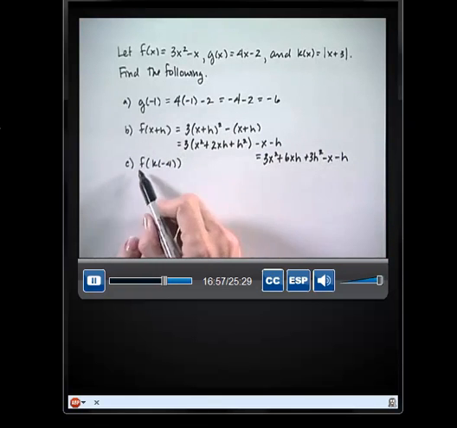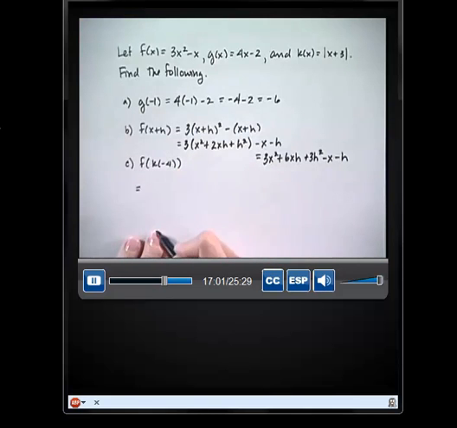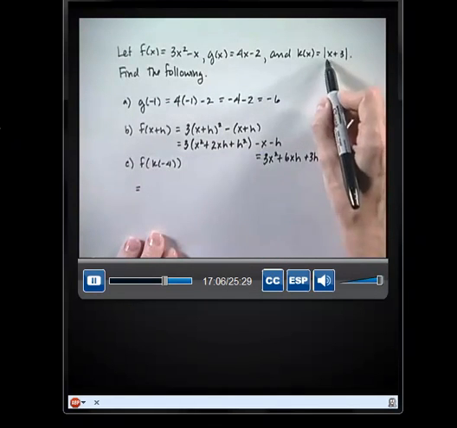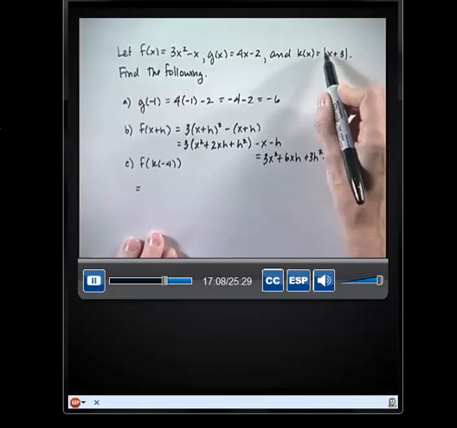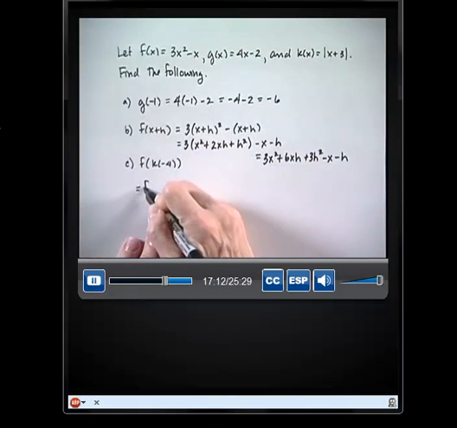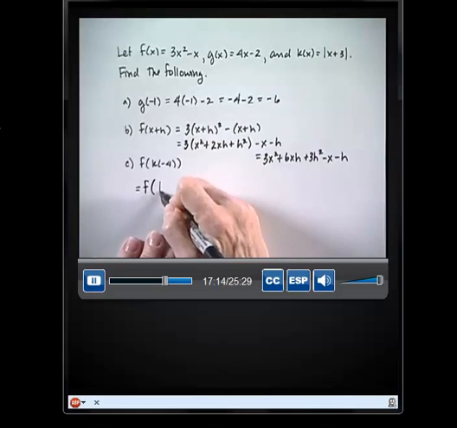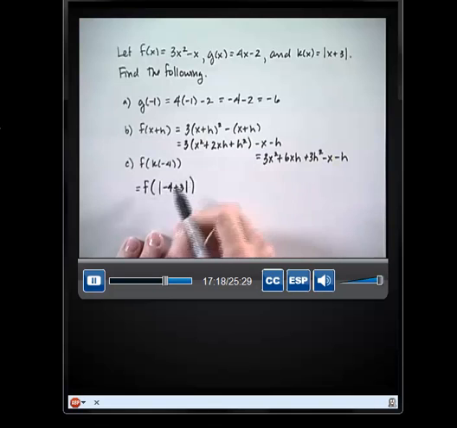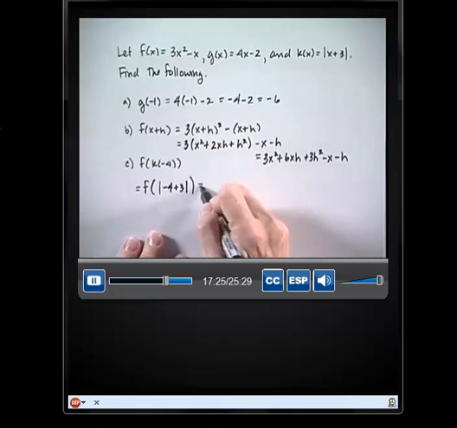And finally, we want to find f of k of negative 4. And I'm going to work down for the first step. K of negative 4 means to take this particular function and replace the x with negative 4. So I want f of the absolute value of negative 4 plus 3, which is the function k with the x replaced by a negative 4. Now let me simplify what's inside here.